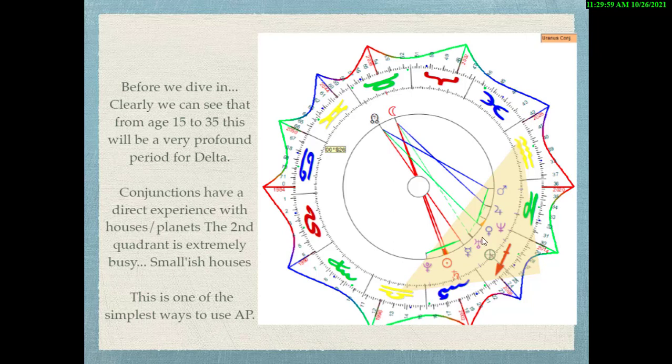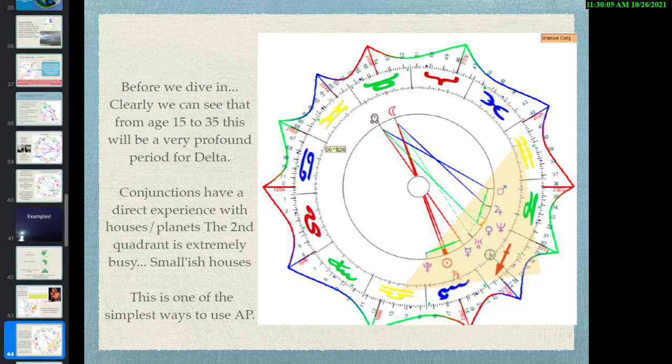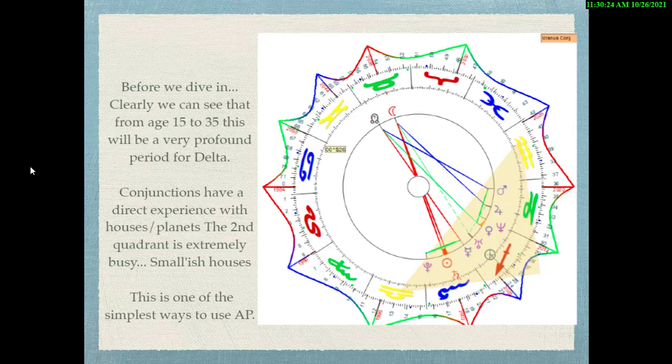Because all our planets except for the Moon and the North Node are really up there at the top of the chart. So this period is going to be, visually, just by looking at it, we know that we're going to be having some major discussions for this individual throughout here. If we unpack this a bit further, then we know that conjunctions have a direct experience with houses.